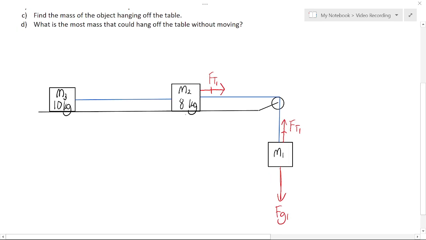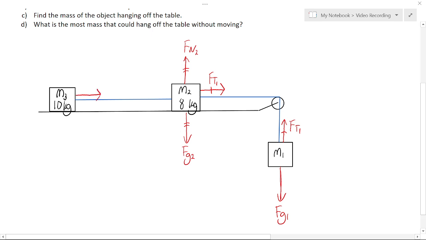Now, we know that this will push downwards into the table. Let's call that Fg2. Let's call this Fn2. By the way, I'm using dashes to signify when forces are equal to each other. So the Ft1s are equal, so I did one dash. Now these are equal, but they're not equal to the tension force, but they're equal to each other. So I'm going to do two dashes to signify a separate pair of equal forces.